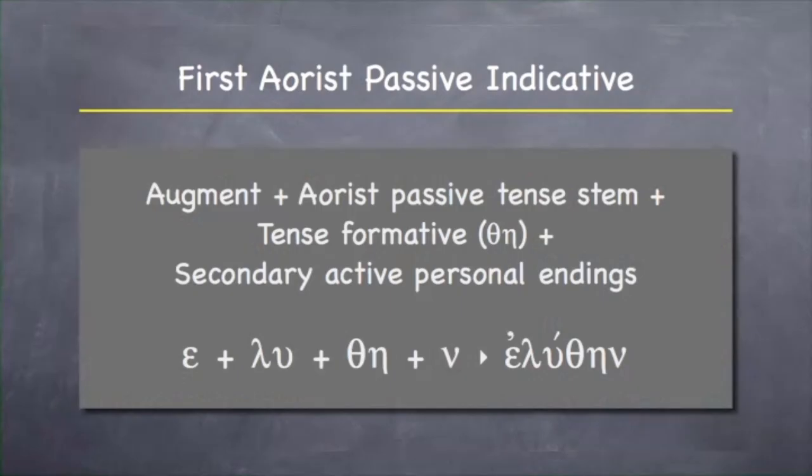How do you form the first aorist passive indicative? Well, you start with an augment, an aorist passive tense stem, and then the tense formative is theta eta. And what's really nice about that, I don't know if it's because of the height of the theta or what, but the theta eta is really easy to see. It's going to jump out at you. These things are very easy to identify. The one thing that's a little strange is that a first aorist passive is going to use secondary active endings. And so you end up with eleuthein.